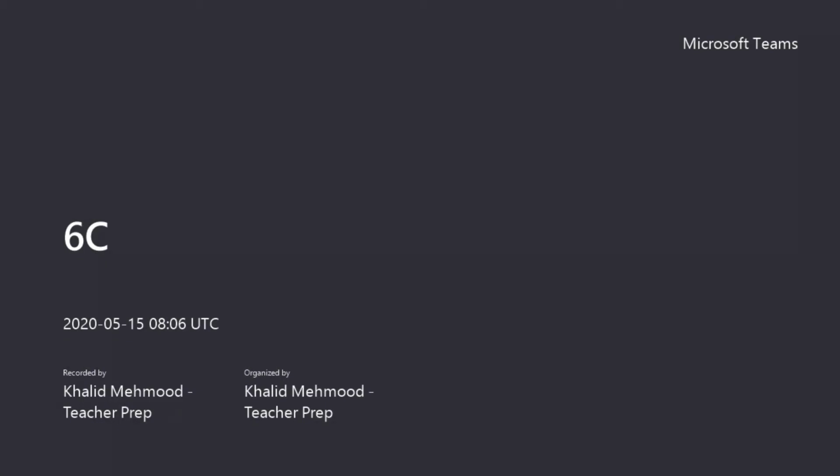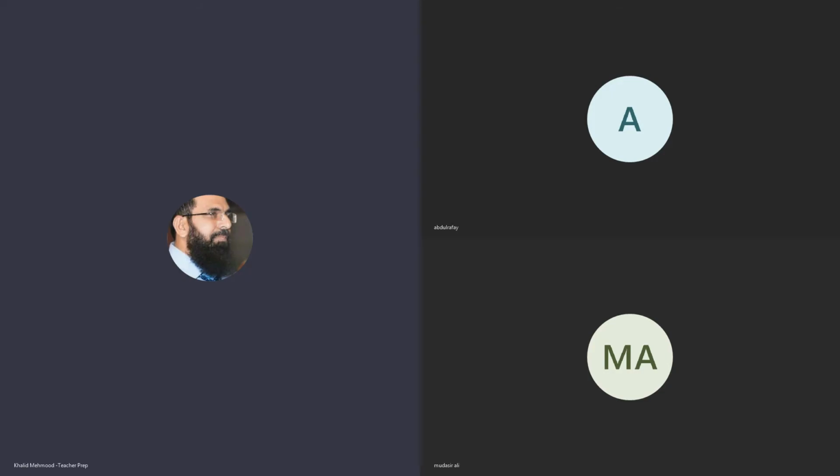Hope you are fine. In today's lesson, we'll be discussing the perimeter and area of combined shapes. Previously, we did the perimeter and area of other shapes, but right now we'll be discussing the combined shape. So let's see the shapes.